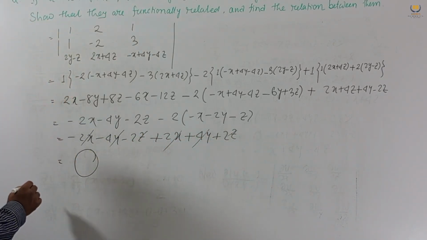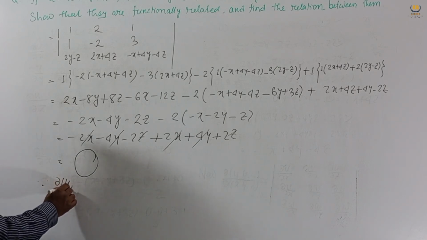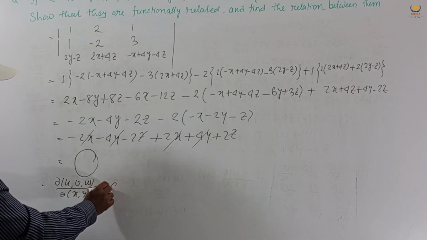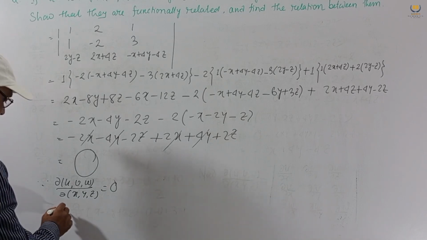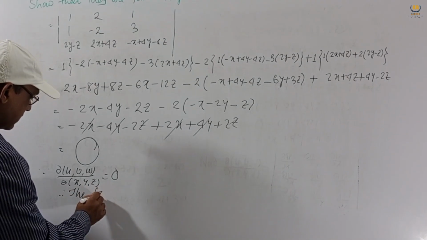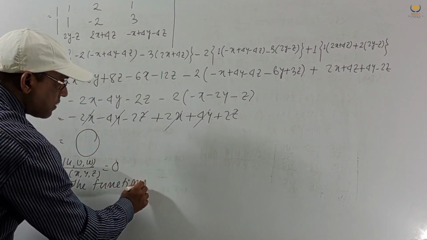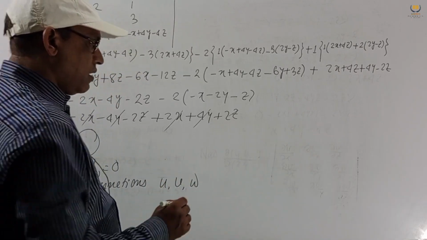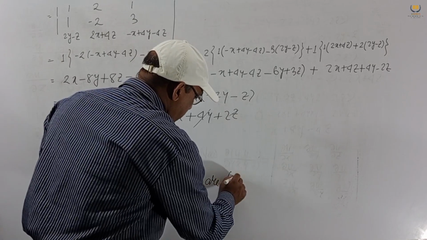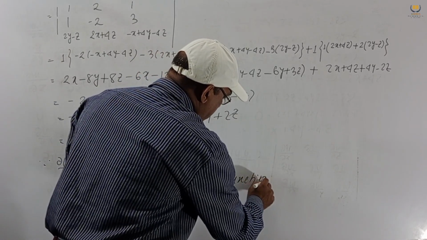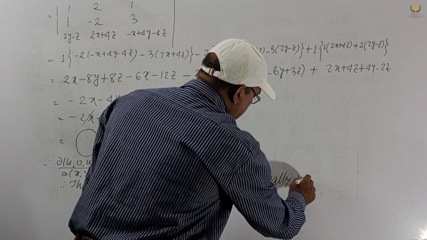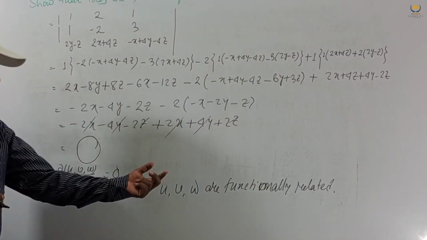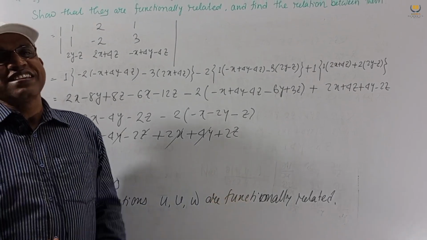Answer we get 0. So since del(u,v,w)/del(x,y,z) equals 0, therefore the functions u, v, w are functionally related. So answer is 0 means the functions u, v, w are functionally related. This is the solution, very easy.